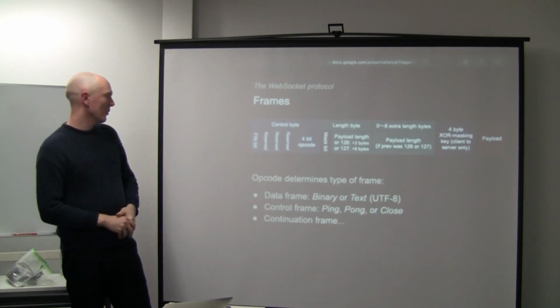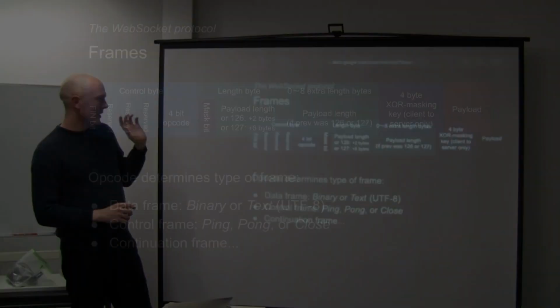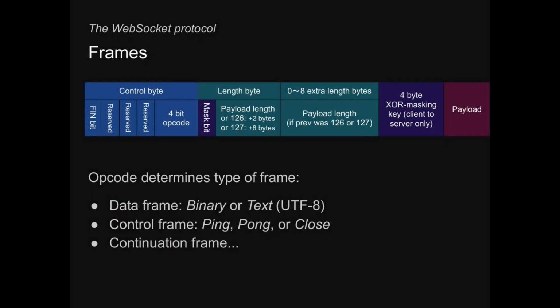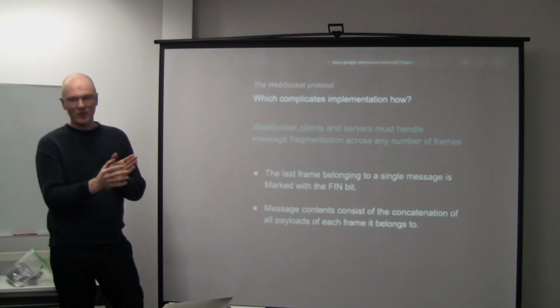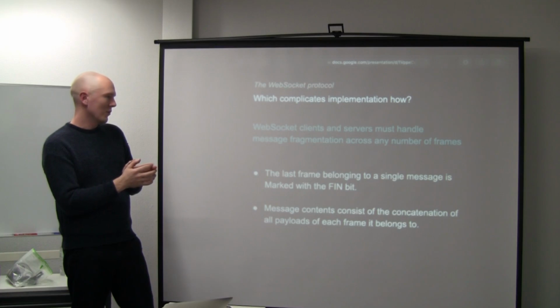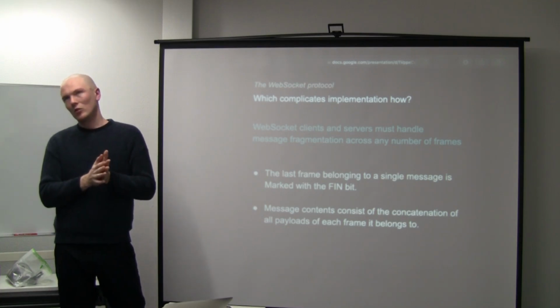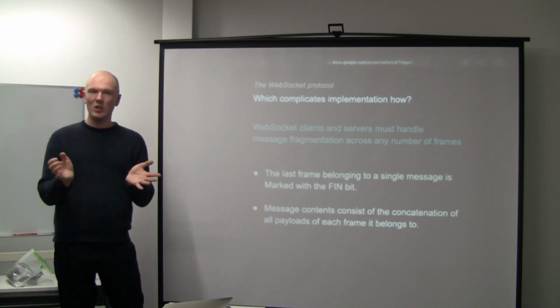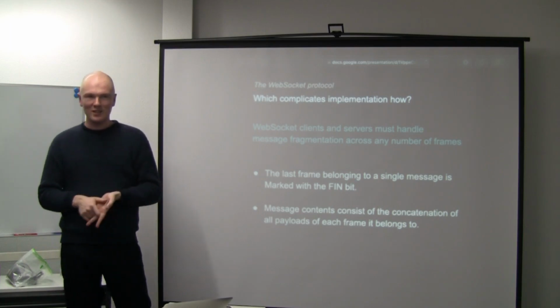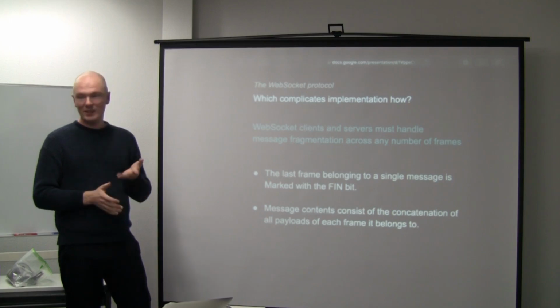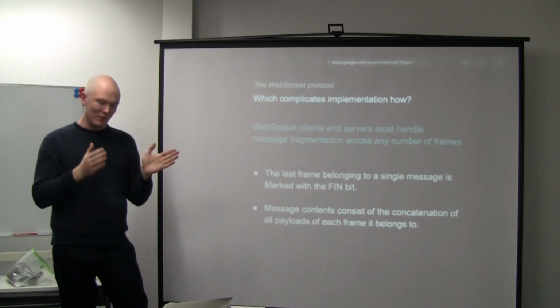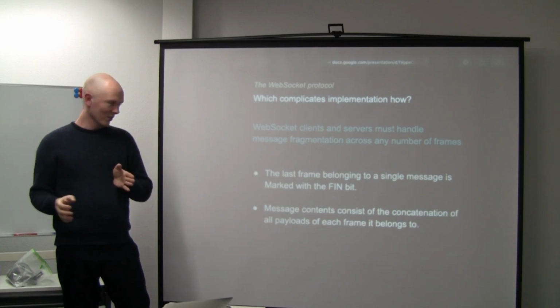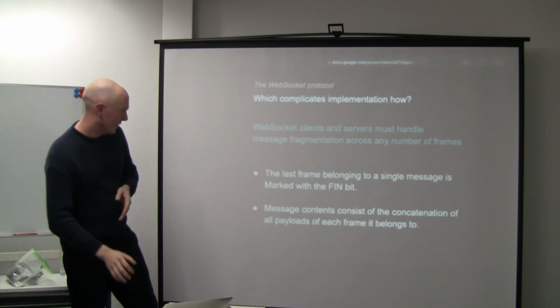The main point I wanted to make by showing the frames is that any message can be sent over any number of frames. This bit here determines whether any frame is the final frame of a message or not. So, for example, if I have a 20 byte message, it can be fragmented across 20 frames. No reasonable implementation would do such a thing, but the standard allows it. Even fragments of 0 bytes are allowed by the standard. So it means you have to handle arbitrary chunks of frames coming in.